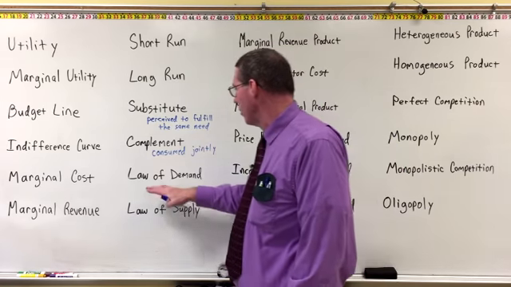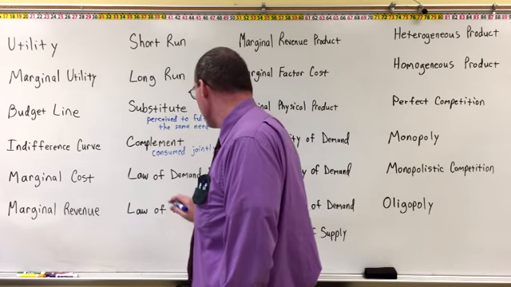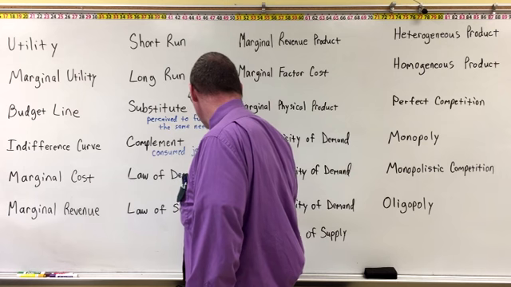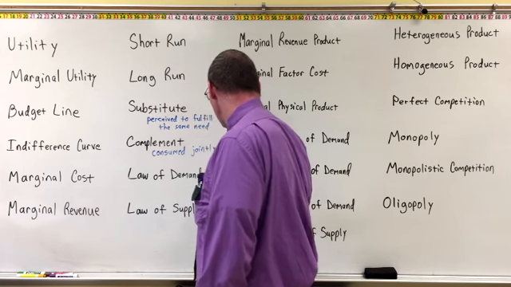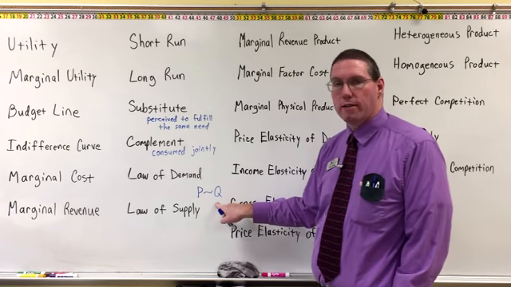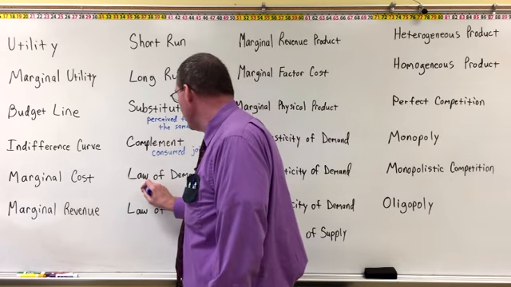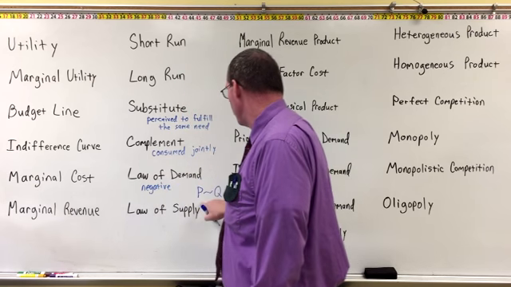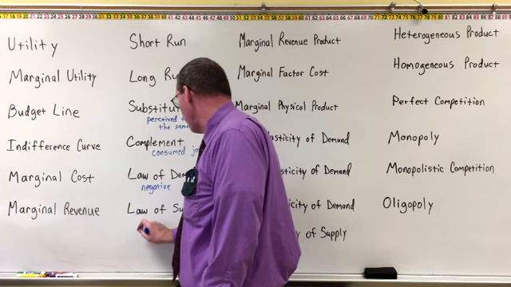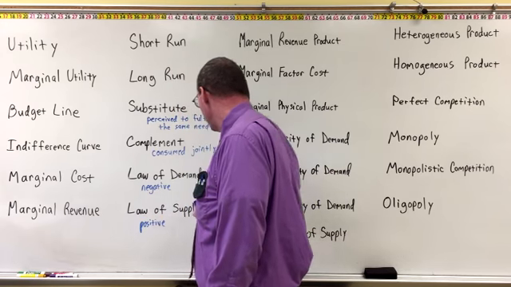Okay? Now let's talk about the law of demand and the law of supply. Both of these are relationships between P and Q, between price and quantity in a business. The law of demand represents a negative relationship between price and quantity, and the law of supply represents a positive relationship between price and quantity.